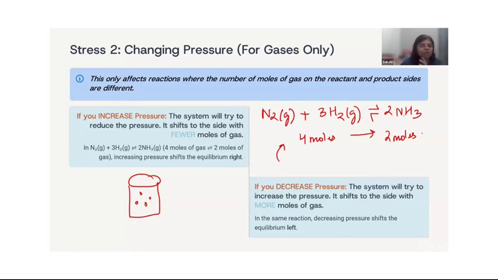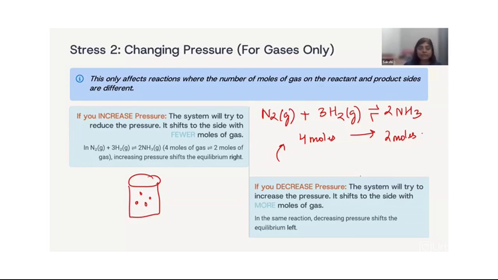To minimize the pressure, because ammonia is there, there are just 2 molecules. So the pressure is less on the side of ammonia, because pressure is more where the number of moles are more. There are 4 moles of gases here, so the pressure is more on the left hand side. So the reaction will move towards the right hand side.